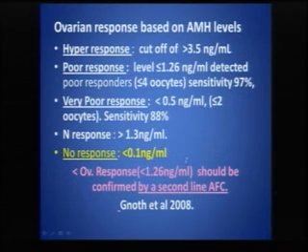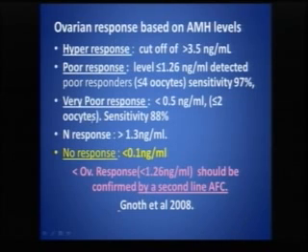Now, certain cutoff values have been suggested. For hyper response, a cutoff of more than 3.5 is suggested because beyond that you are going to have a very high risk of ovarian hyperstimulation. For poor response, a level below 1.26 detected poor responders with a sensitivity of 97%. That means they will get less than 4 oocytes. For very poor response, a value of 0.5 nanograms per mL would tell us that we'll recover less than 2 oocytes, with a sensitivity of 88%. Normal response would be above 1.3 nanograms, and if the value is below 0.1 nanogram, then you can be quite sure that the patient is not going to respond to any kind of stimulation that you give.